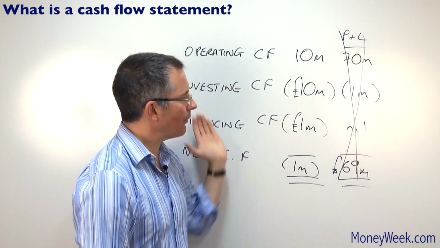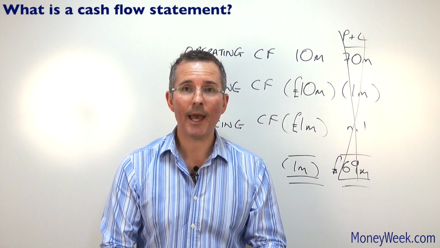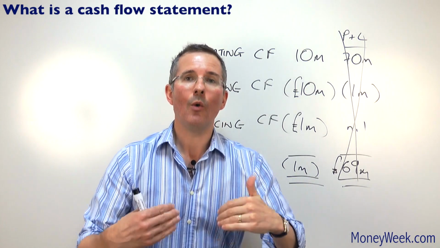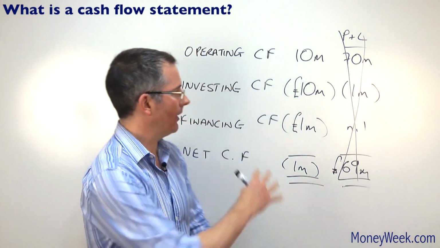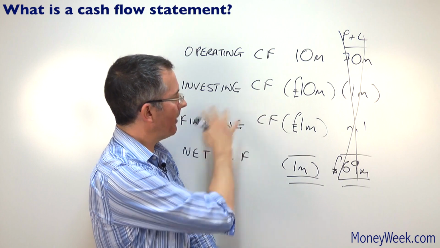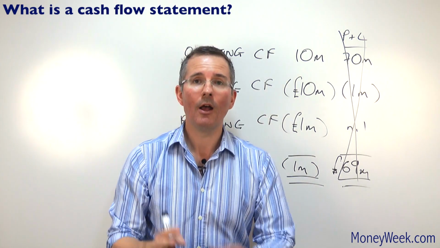Thirdly, financing cash flows. What's going on down here? Is the business issuing shares? Is it buying back shares? What's going on? If a business is raising long-term finance and it's popping up in this financing section of the cash flow statement, I want to know why.